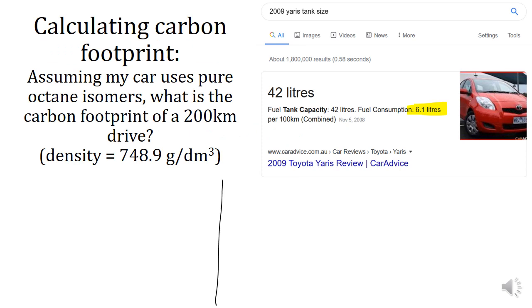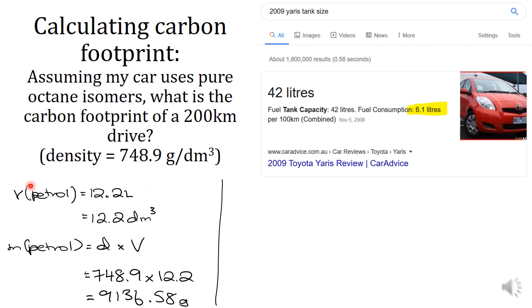Okay, so hopefully this works. Now, because this is a reasonably long calculation, I did it earlier and I'm just going to click through and laser point my way through it. So, assuming my car uses pure octane isomers, what is the carbon footprint of a 200 kilometre drive? I've grabbed this little Google snippet showing that the fuel consumption is 6.1 litres per 100k. So the volume of petrol I'm going to use is 12.2 litres, because that's 2 times 6.1.